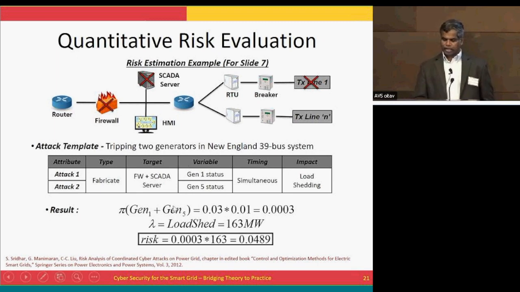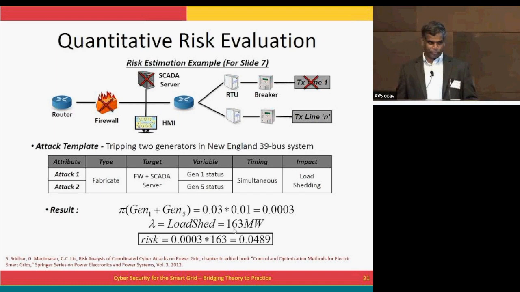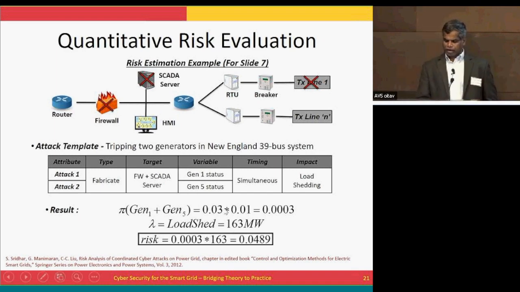If those two generators are taken down, what would be the consequence? The probability was 0.0003, the joint probability of both generators going down. Then you have the consequence, 163 megawatts of load is unserved because of losing those two generators. When you multiply that probability and this impact, then you get the risk index, something like this.